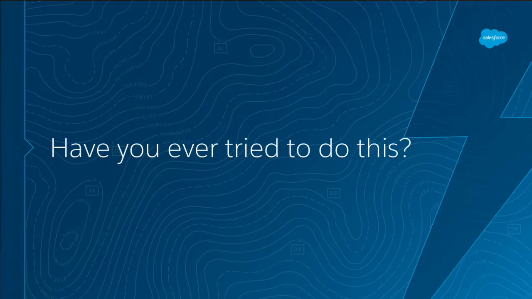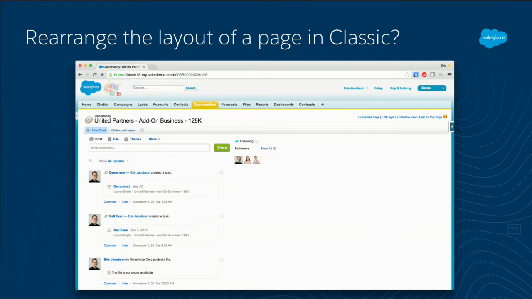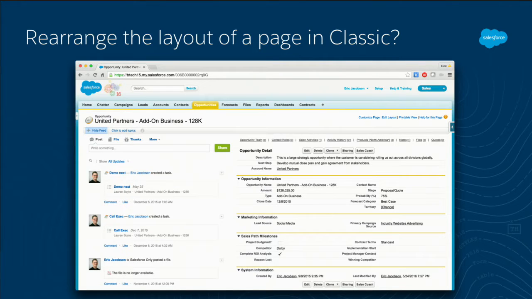Now, I want to start with a question. Have any of you guys ever tried to do this? And by this, I mean rearrange the layout of a page in Classic. You're looking at a screen like an opportunity screen. You can see here, I've got my chatter feed scrolling on the screen, and on the right-hand side, it's blank. I've got a lot of empty white space there, and what if I wanted to put my fields next to my feed? Seems like a relatively straightforward thing to do, except if any of you have ever tried it, you discover that this was really hard. You actually couldn't do this declaratively. You had to write code. You had to create a custom Visualforce page and take over the content of the screen and control it programmatically just to put your fields next to your feed.